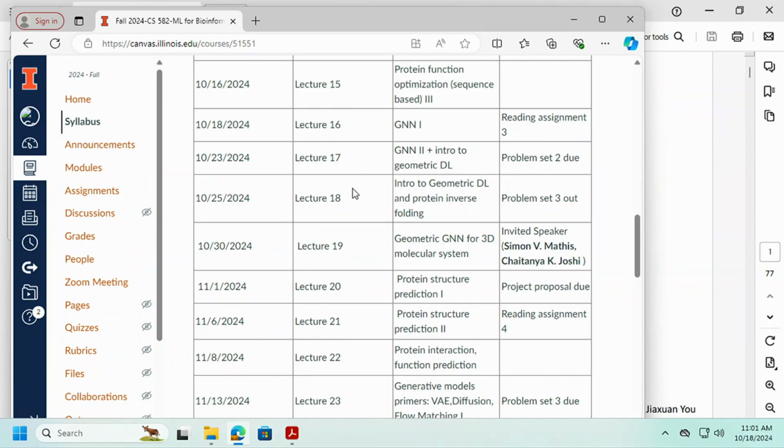So just to recap the announcement last week, we have a small adjustment to the syllabus. We're going to have a guest lecture with an invited speaker from the University of Cambridge and Oxford on advanced geometric deep learning for 3D atomic systems on October 30th, which is a Wednesday. If you could join in person, please join in person as much as possible. I will be sharing a Zoom link. If you want to join from Zoom, that's also fine, because the guest lecture is going to be on Zoom.